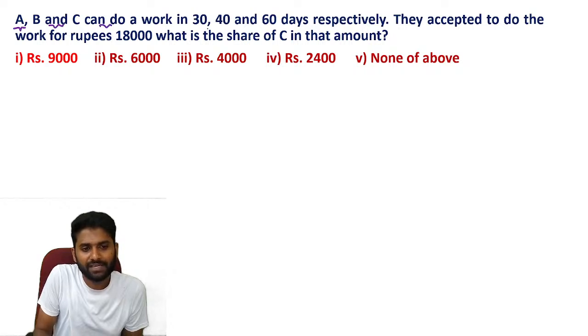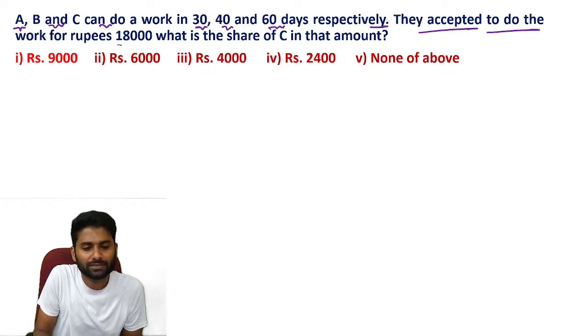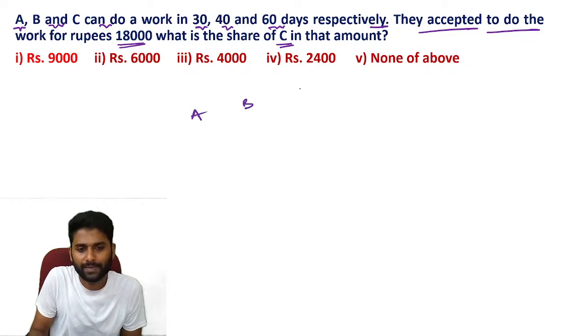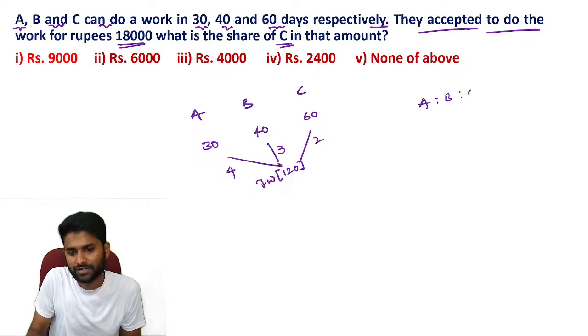A, B, C can do a work in 30, 40, 60 days respectively. They agreed to do the work for 18,000 rupees. What is the share of C? A, B, C: 30, 40, 60. The total work is 120 units. Efficiency of A is 4 units, B 3 units, C 2 units. The efficiency ratio is 4 is to 3 is to 2.